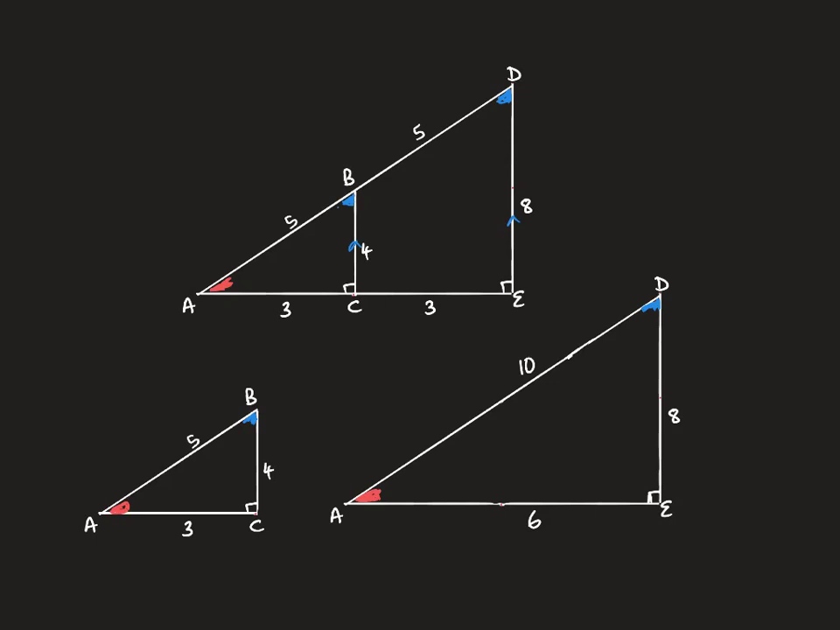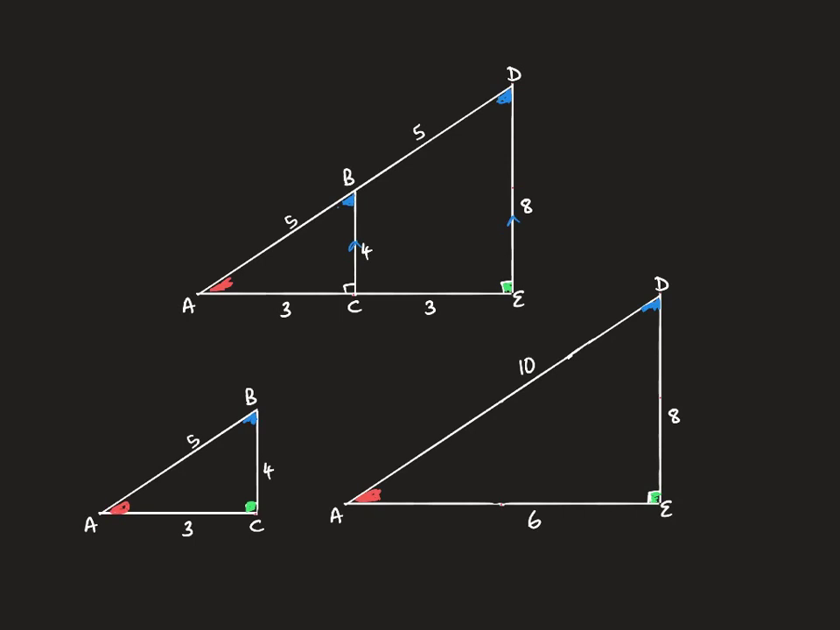So these two triangles, and then of course the third angles are 90 degrees. So these triangles are similar because they have three angles, and those three angles are equal to each other. And then, of course, the lengths are multiples of each other.